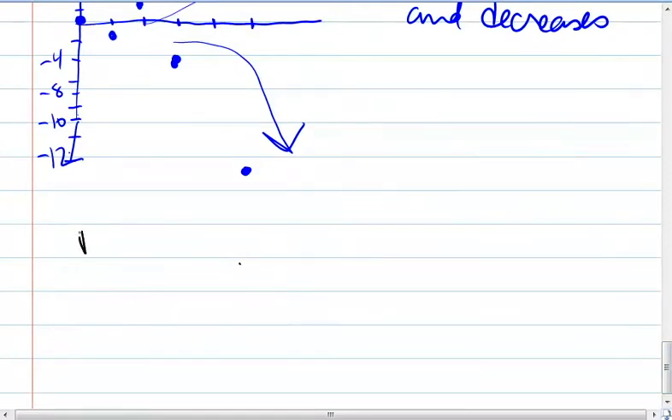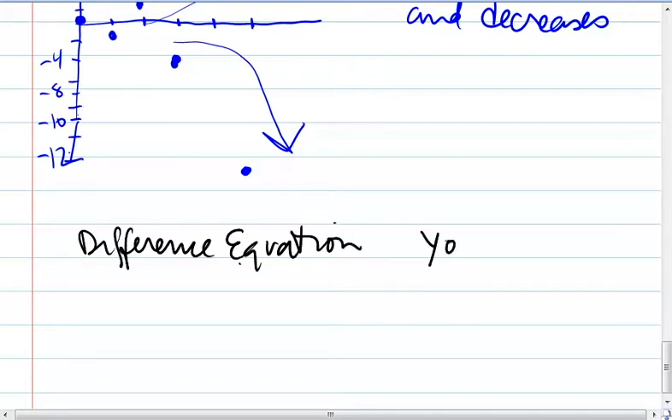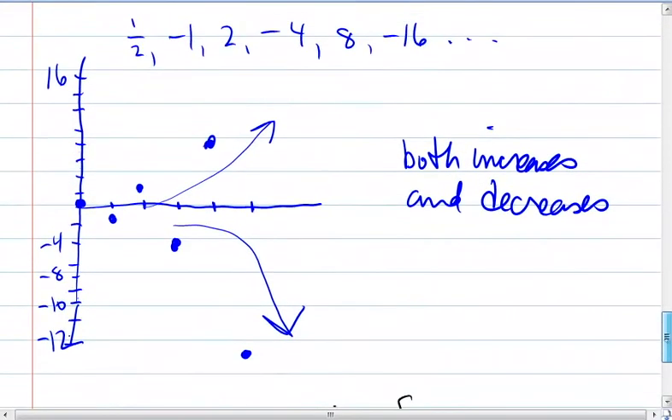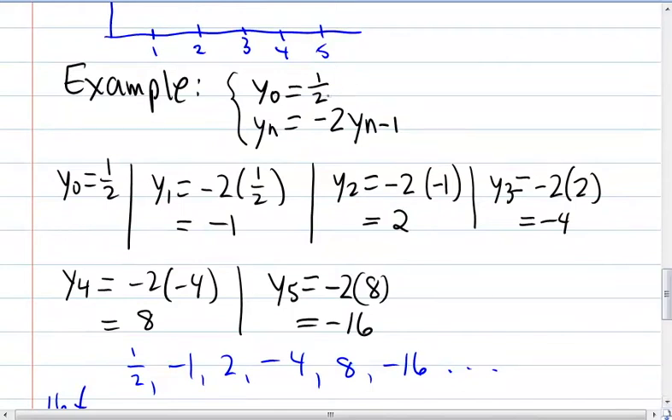Okay, in general, a difference equation looks like this. I have y0, some initial term, and I have yn is equal to some constant a times yn minus 1, the term that comes before it, plus b. This would be the general form of a difference equation. Now if you look back at this example that we just did, I would have y0 equals 1/2. A here is negative 2. That's the multiplier of yn minus 1. But since I'm not adding anything on to that, I get b equals 0. So I can still look at this as the general form.